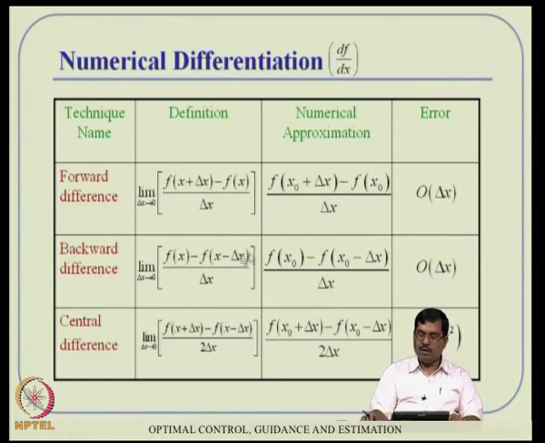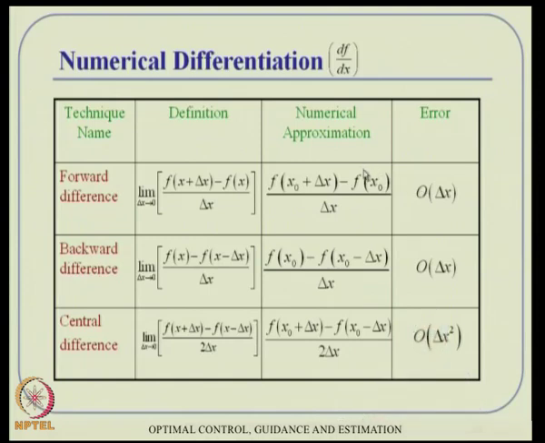So, forward difference is like that, backward difference is like that, and central difference is like that. It turns out that if you use either forward difference or backward difference, the error is of order delta x, but if you use central difference, the error will be of order delta x square actually. So obviously central difference is better from an accuracy point of view, but sometimes you will be required to use forward difference or backward difference.